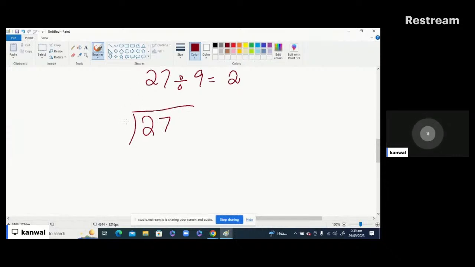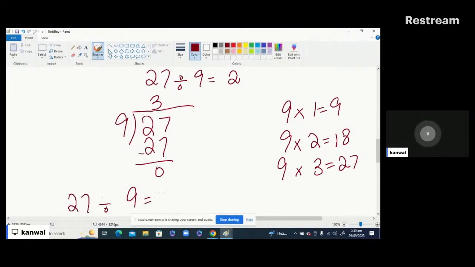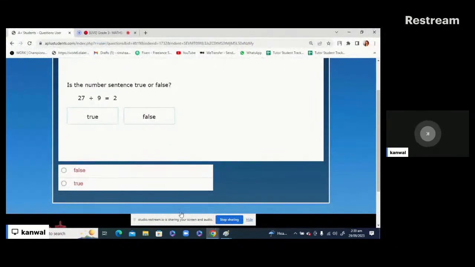Okay, put 27 inside and 9 is outside. Write down here the table of 9. 9 times 1 is 9. Then 9 times 2 is 18. 9 times 3 is 27. It means that the answer is 3. Okay, so 27 divided by 9, the answer is 3. But here the answer is 2, so that is false. So we click the option for false. Yes, here. Good.